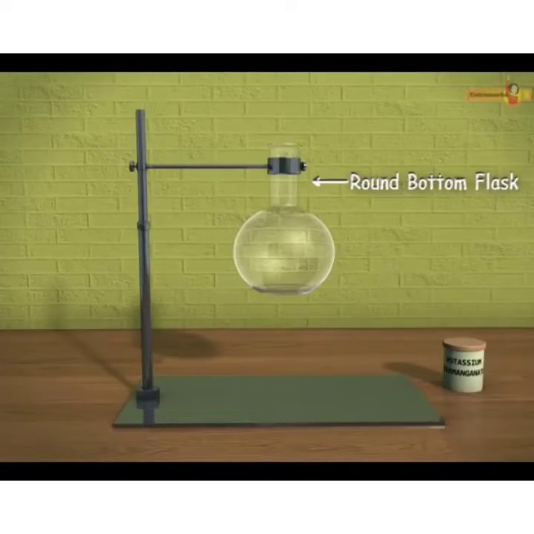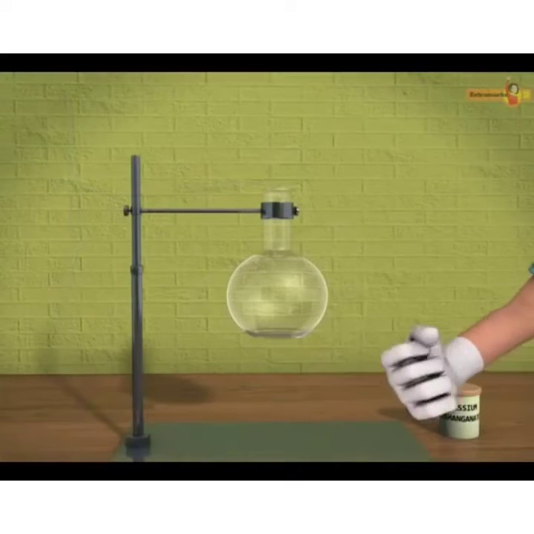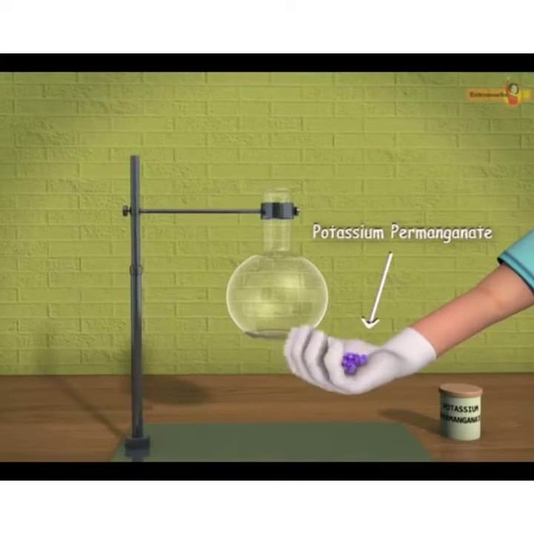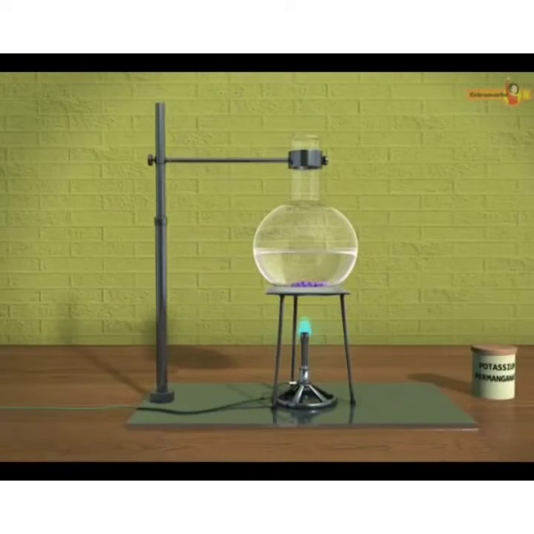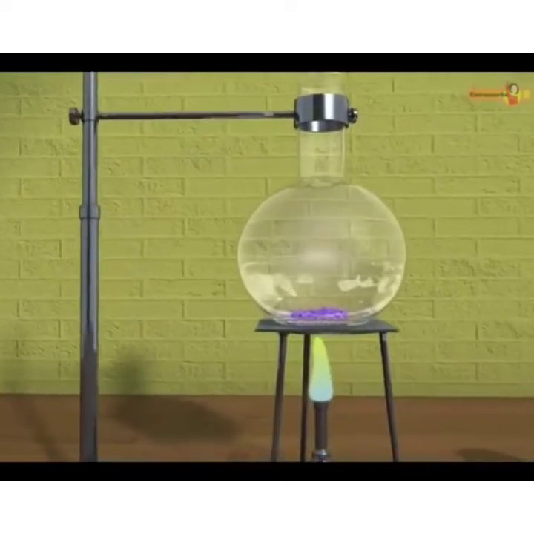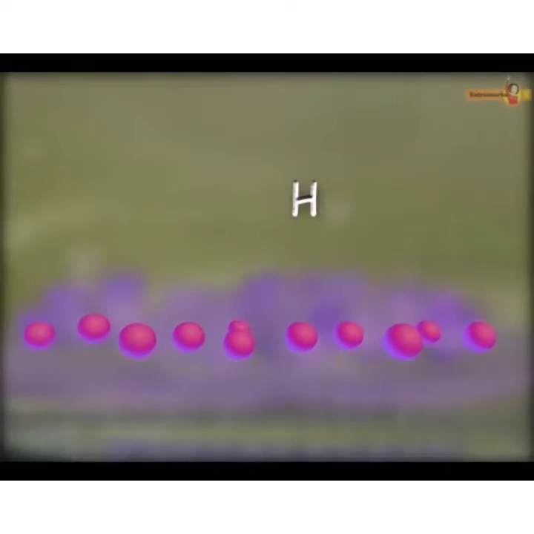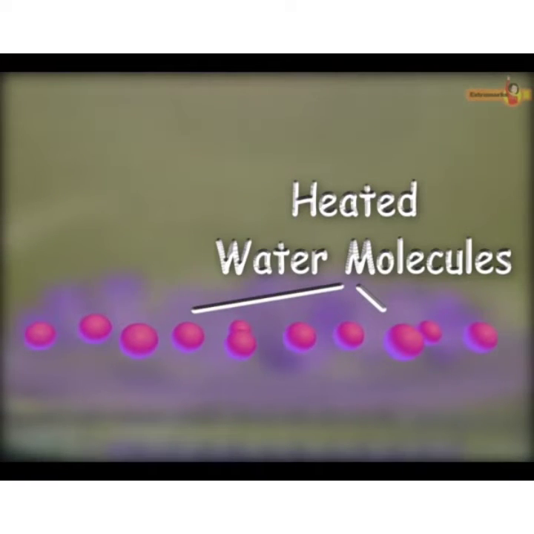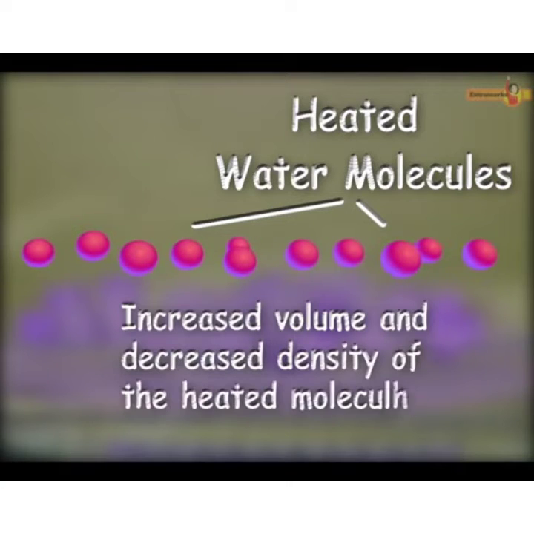Suspend a round bottom flask from a clamp stand. Put some crystals of potassium permanganate in it. Place a burner below the flask and start to heat it slowly. When the water at the bottom of the flask gets heated, it expands. Due to this expansion, its density decreases and it rises up.